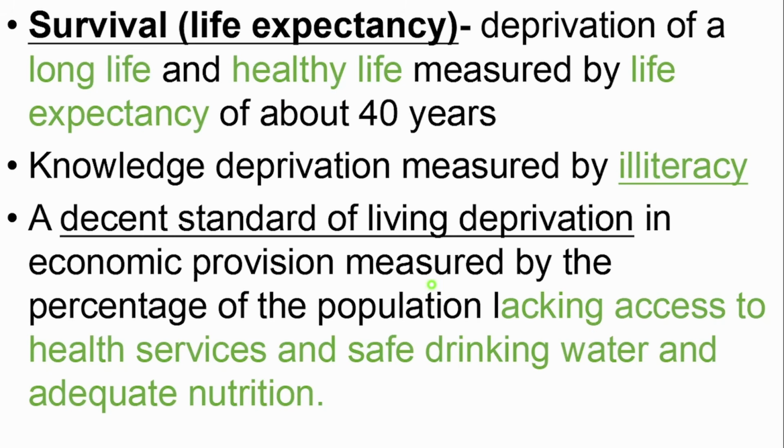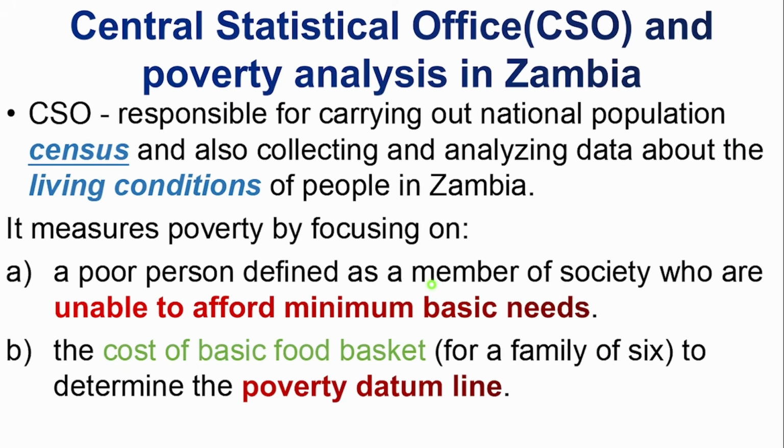So having looked at the HPI, I want us to look at the Central Statistical Office. This is a government department and it looks at census within the country. So it's the one that conducts census, and it also collects and analyzes data on the living conditions of the people of Zambia. It measures poverty by looking at a poor person and defines this person as a member of society who is unable to afford minimum basic needs.